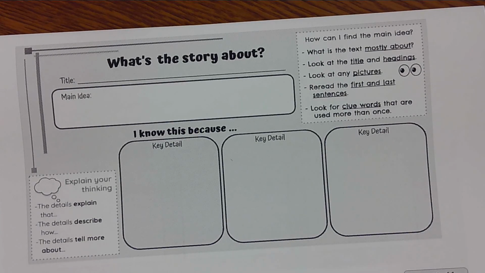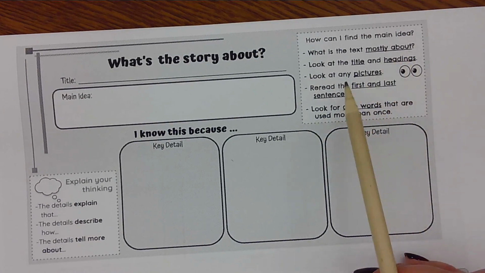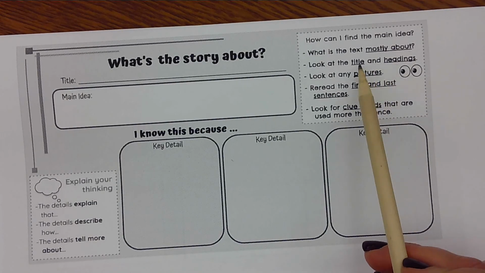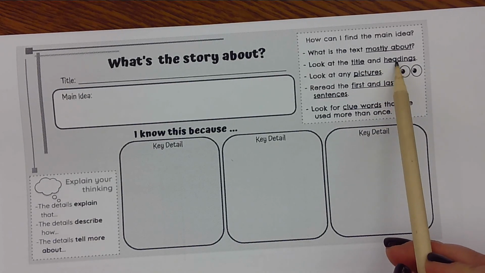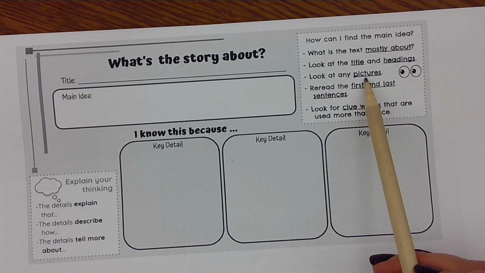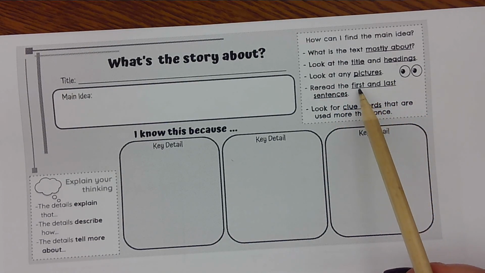So, how can you find the main idea? What is the text mostly about? Look at the title and headings. Anytime you see a title or some headings, that's a helpful hint of what the main idea might be about. Look at any pictures. Reread the first and last sentence. If you're reading just a passage or a paragraph, sometimes the first or the last sentence will give you a hint of what the main idea is.